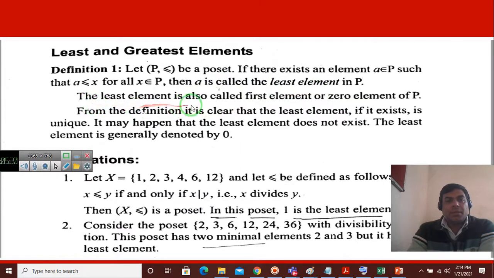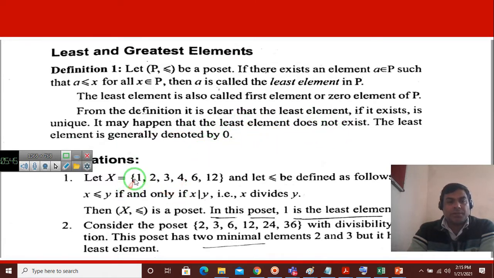The least element is also called the first element या zero element of the set. From the definition it is clear that if the least element exists, it is unique, क्योंकि it will be the single element. In many cases it may happen that the least element does not exist. The least element is generally denoted by 0. मे बी ये भी हो सकता है कि least element does not exist but it is denoted by 0.